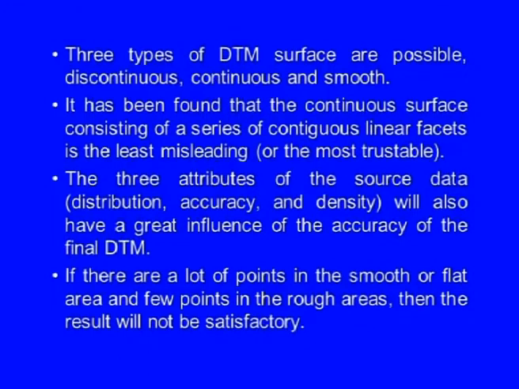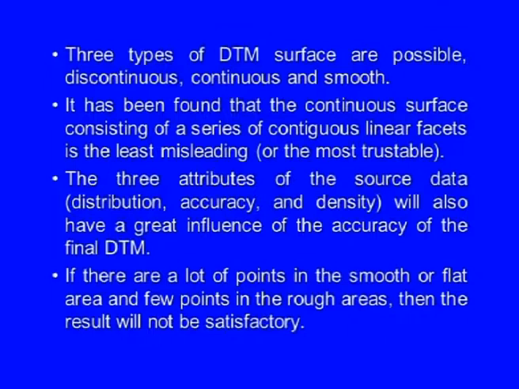There are three types of DTM surfaces which are possible: discontinuous, continuous and smooth. It has been found that the continuous surface, which consists of a series of contiguous linear facets, is the least misleading, or one can say the most trustworthy. The three attributes of the source data, that is distribution, accuracy and density, will also have a great influence on the accuracy of the final DTM.